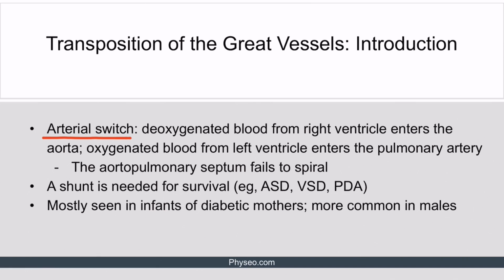For the infant to survive, a kind of shunt is needed, for example, ASD, VSD, or PDA. This will make sure that a portion of oxygenated blood enters the systemic circulation.